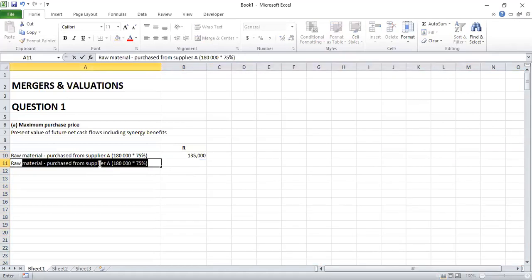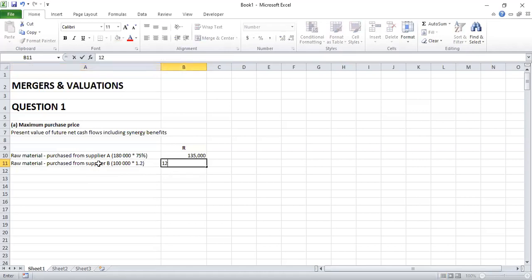Right, then raw material purchased from supplier B. We are told that this will now cost 20% more. So times 1.2, which is 120,000. Sorry, these are costs. Can I just put a negative here? Because I see that I left out something. Right.